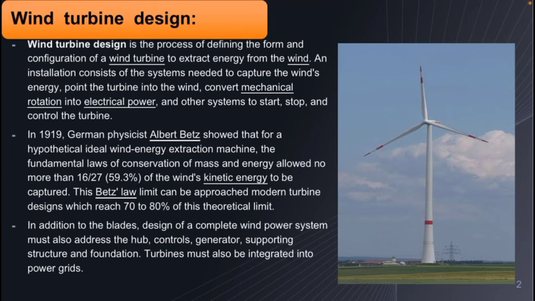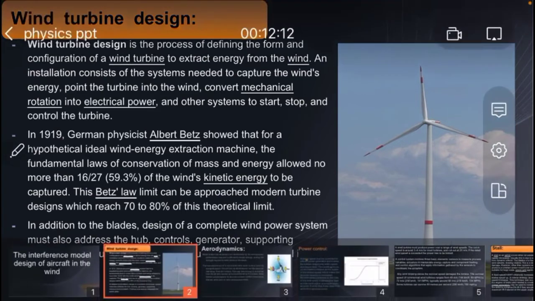In addition to the blades, design of a complete wind power system must also address the hub, controls, generator, supporting structure and foundation. Turbines must also be integrated into power grids.